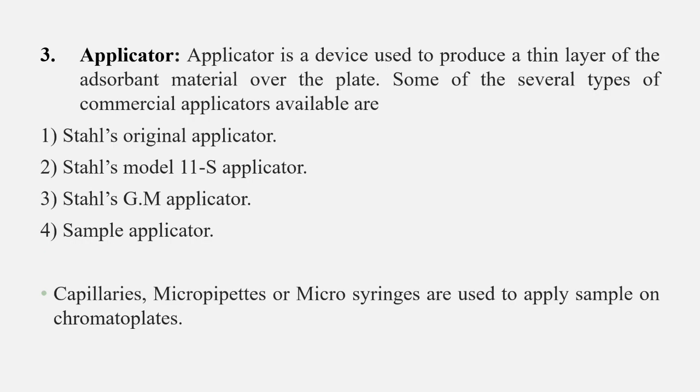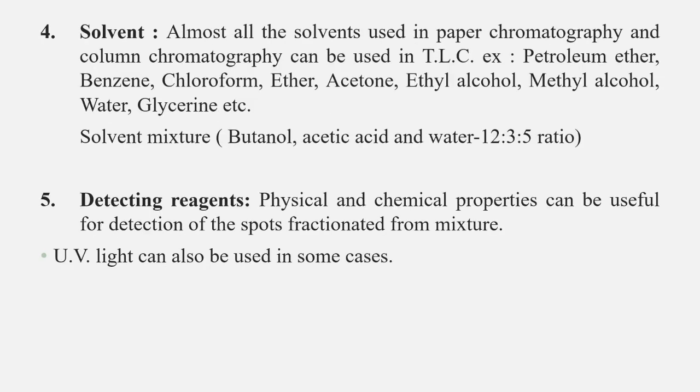Chromatoplates means the plates after the application of adsorbent. Next, solvent. Almost all solvents used in paper chromatography and column chromatography can be used in thin layer chromatography. Examples: petroleum ether, benzene, chloroform, ether, acetone, ethyl alcohol, methyl alcohol, water, glycerin, etc. A solvent mixture may be butanol, acetic acid and water in a 12:3:5 ratio. The same solvents we used in paper chromatography can be used in TLC.